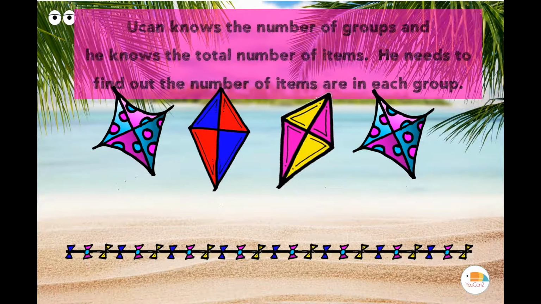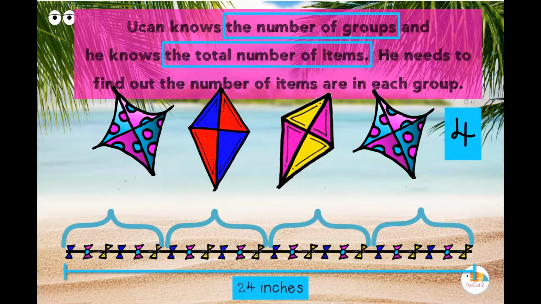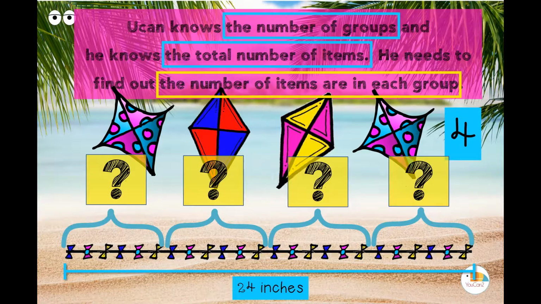So you know the number of groups. You've got 4 kites, and you'll need 4 kite tails. And you know the total number of items. You've got a rope that's 24 inches long. What you don't know is how long each one of those kite tails is going to be. So let's do a guess and check.